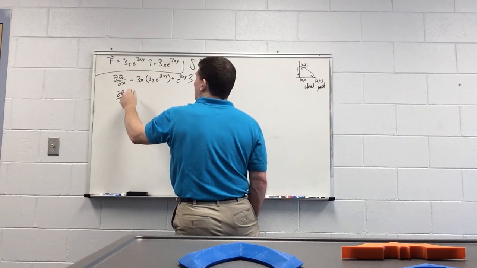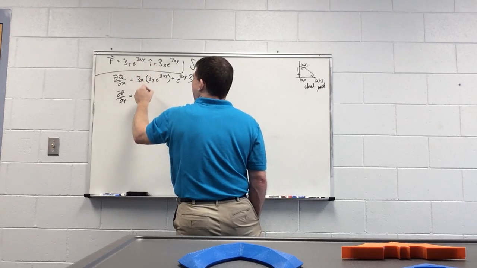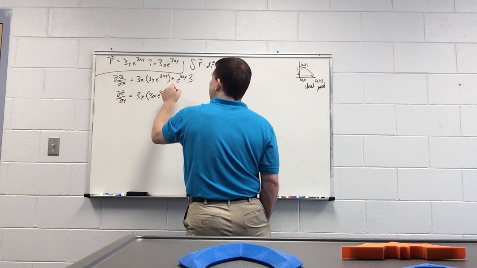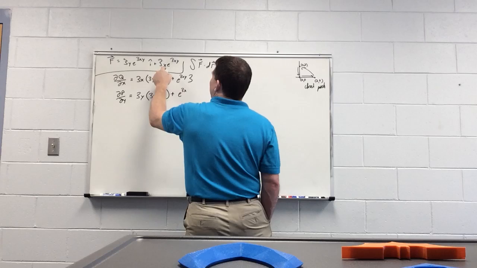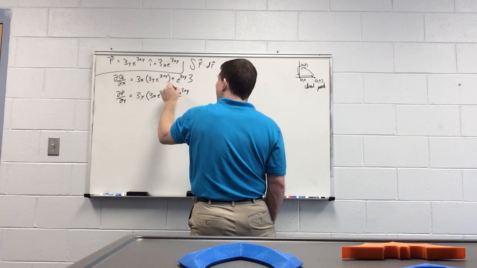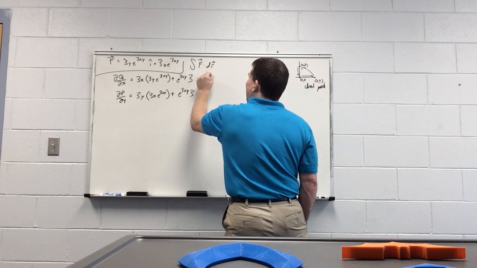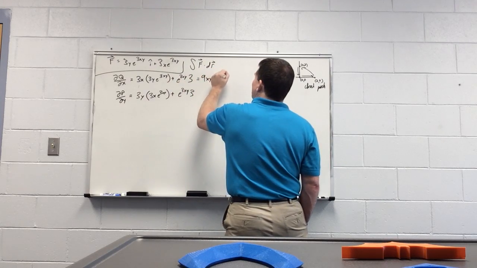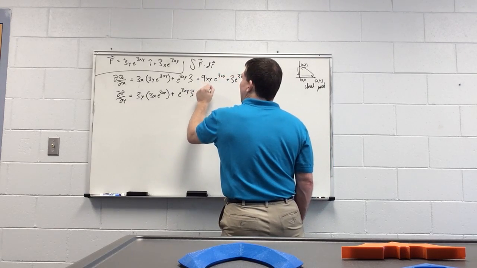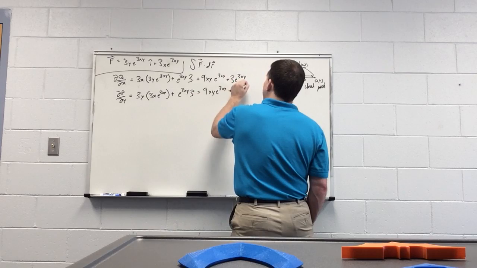Now I do P with respect to y. Product rule again, so it's the first times the derivative of the second with respect to y. That's 3x e^(3xy), plus the second, e^(3xy), times the derivative of the first with respect to y, which is just 3. Simplifying really quickly, that becomes 9xy e^(3xy) plus 3e^(3xy).